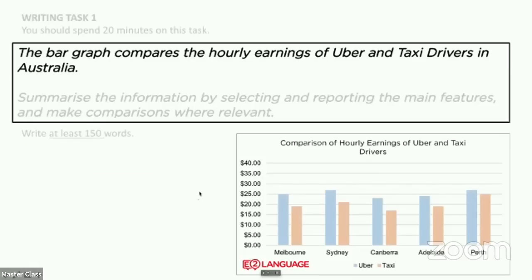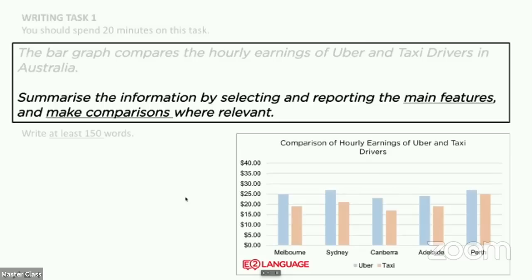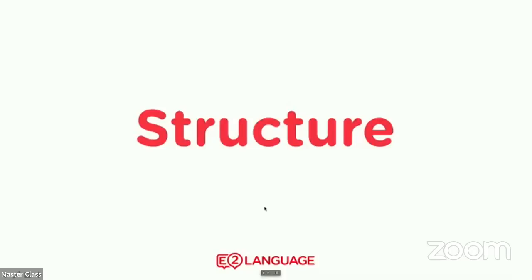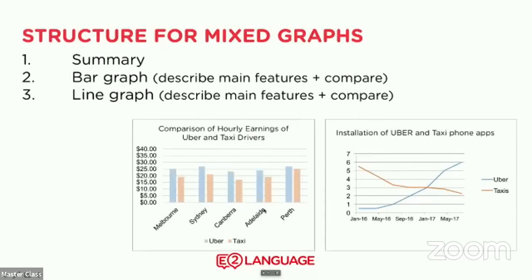Let's read the description. It says, the bar graph compares the hourly earnings of Uber and taxi drivers in Australia. Fine. Summarize the information by selecting and reporting the main features and make comparisons where relevant. Let's think about structure because we need to know how to structure these. Okay.